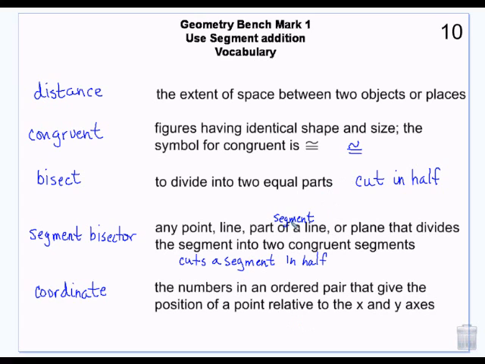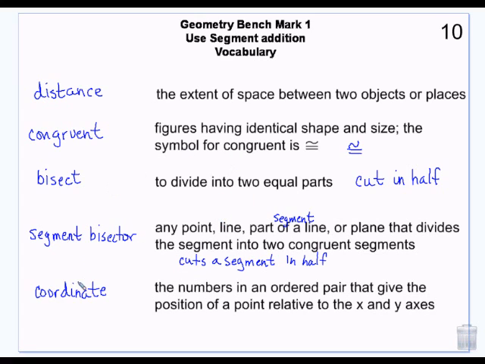To bisect is to cut in half. A segment bisector specifically cuts a segment in half. And then there are angle bisectors and other types of bisectors, but right now we're just going to talk about the segment bisector. We cannot cut a line in half. We cannot cut a ray in half. We cannot cut a plane in half because they are infinite, and you cannot cut infinity in half. So the only things you can cut in half are things that are measurable, that have a beginning and an end.